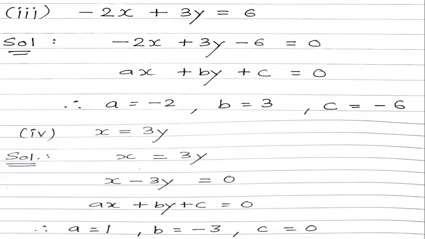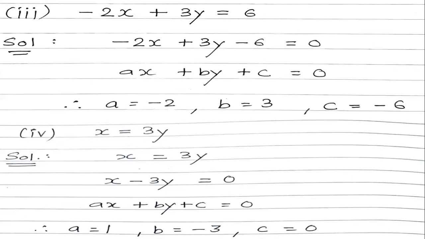Let us move quickly to the third equation. Minus 2x plus 3y is equal to 6. Now, as we did in the first two questions, we shall first bring everything on the LHS so that the RHS is left with 0. In the first step, I'll write minus 2x plus 3y, and 6 from the RHS comes to the LHS. So 6 on the LHS will be written as minus 6. So the equation is minus 2x plus 3y minus 6 is equal to 0.